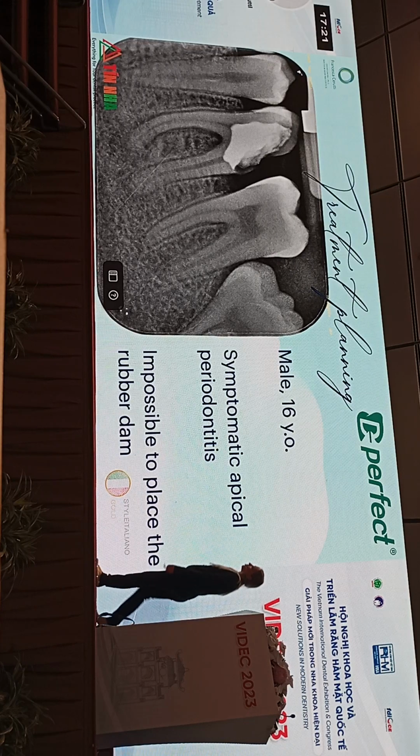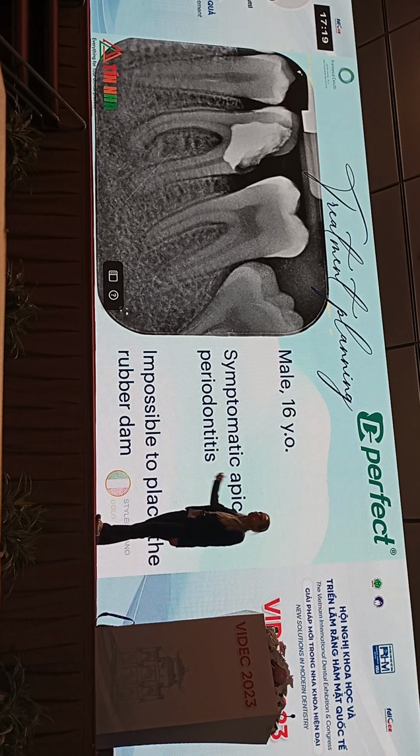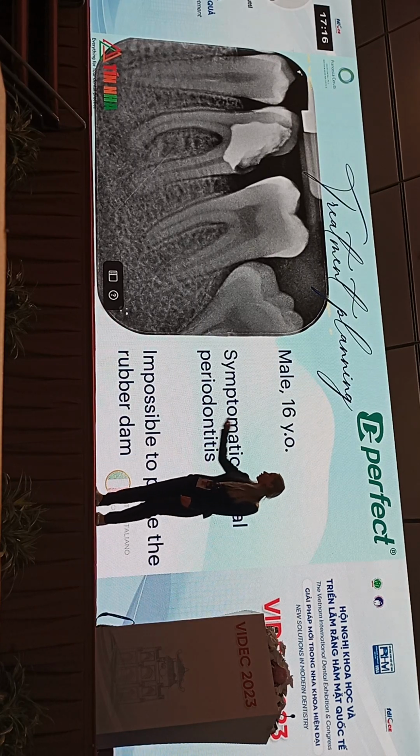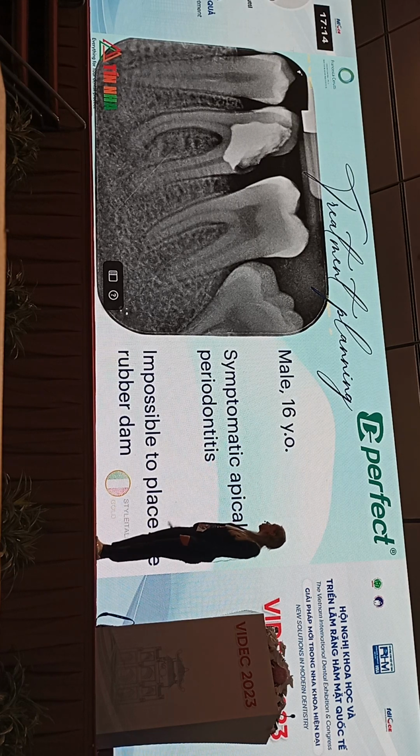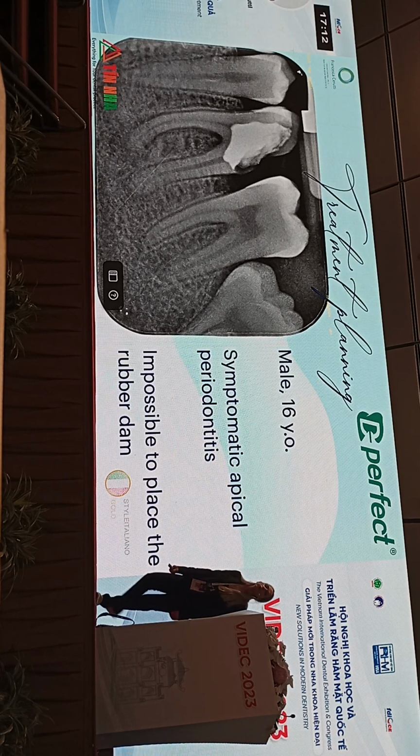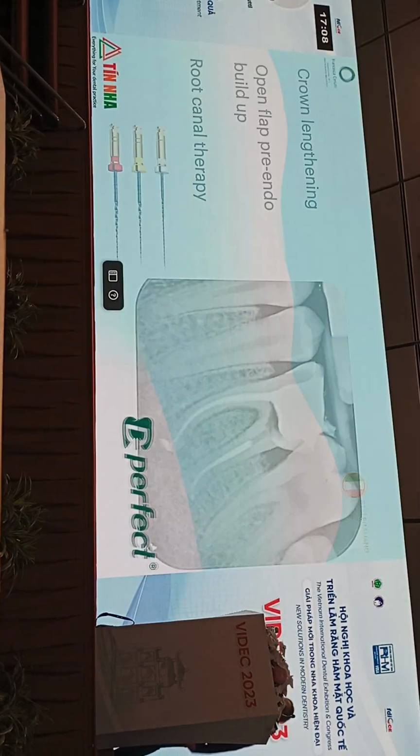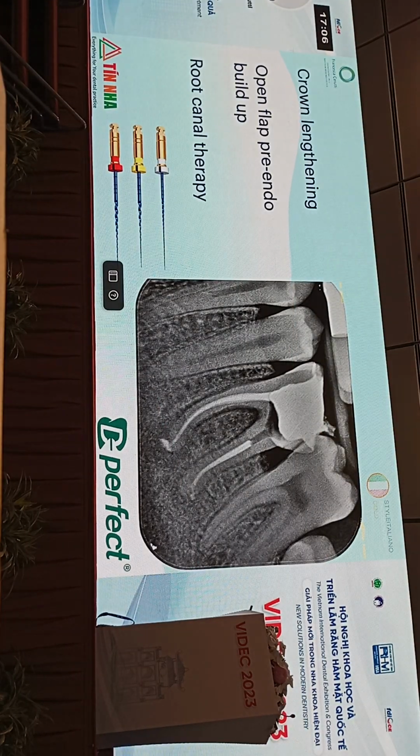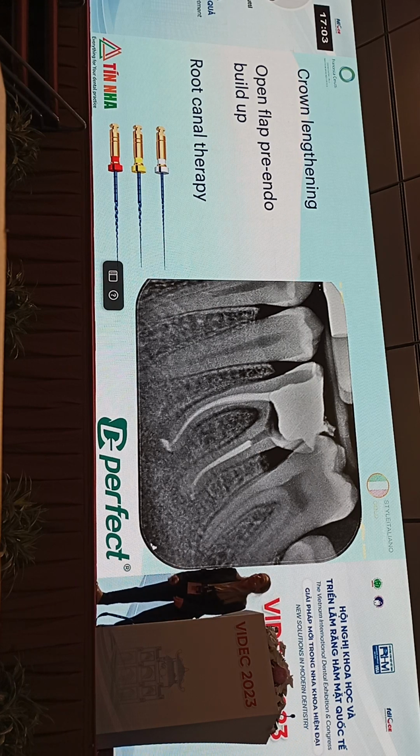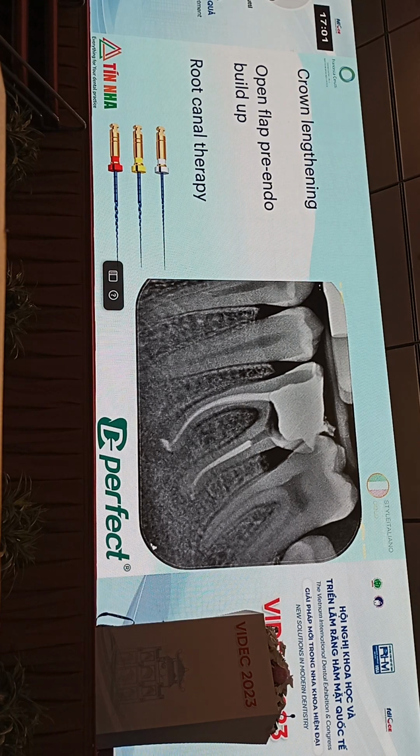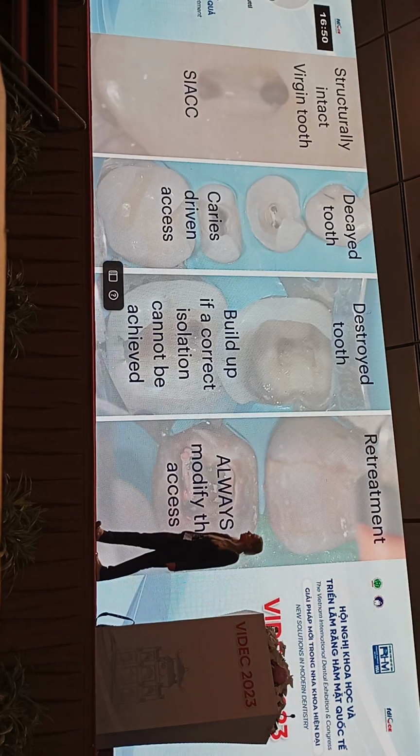Treatment planning. What am I doing? A 16-year-old patient with a large decay and large periapical lesion. It's impossible to place the rubber dam. So, as we have just seen, crown lengthening, open flap, pre-endo build-up, root canal. And then restoration. Always with these very flexible, small tapered files that help in managing this kind of situation.